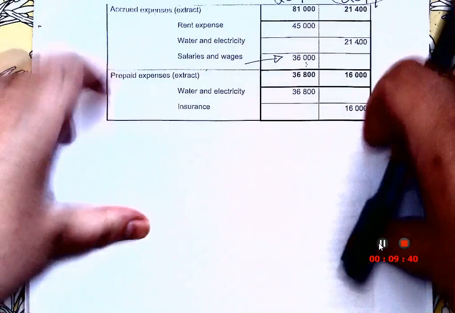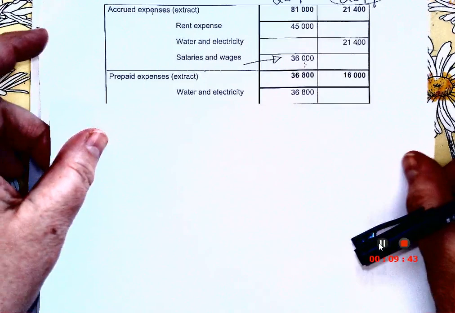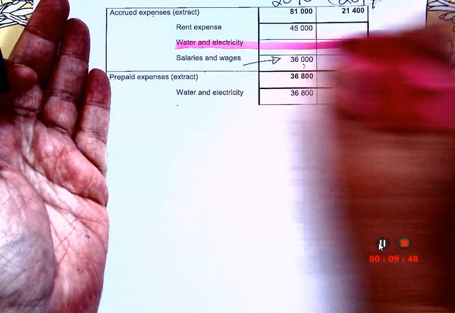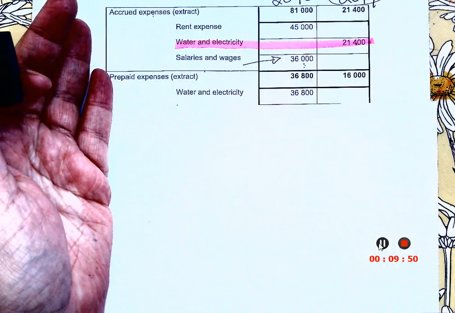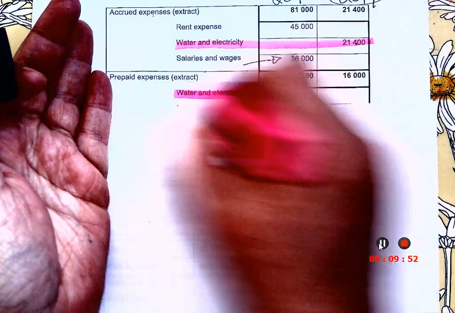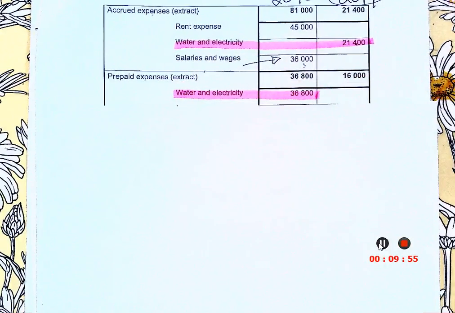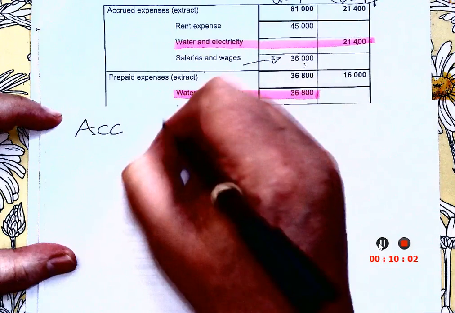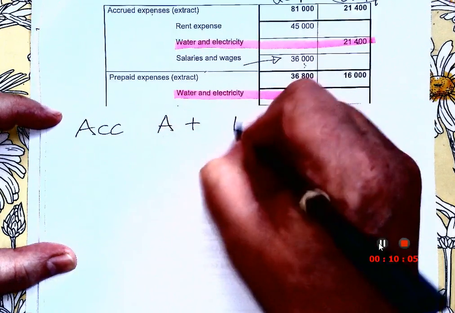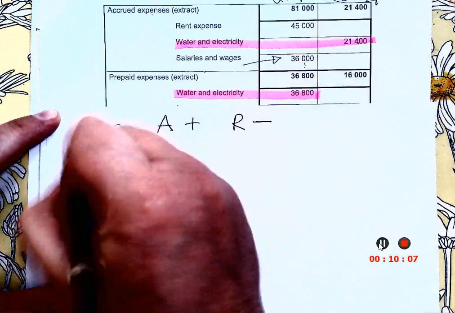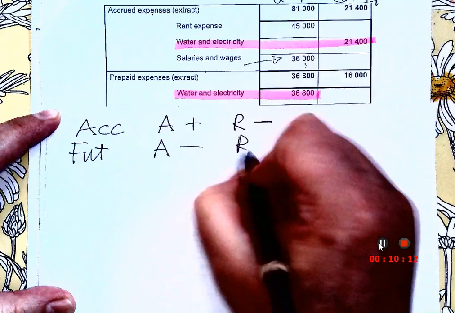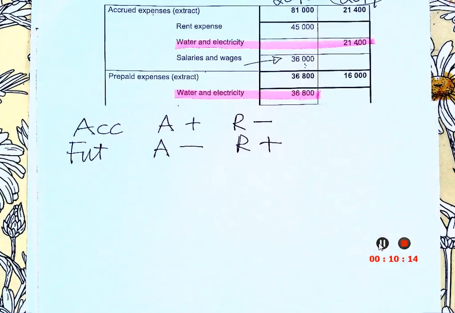So now what do I see here? Water and electricity here has got an accrued expense for last year. But this year, I prepaid. So now you keep in your head: accrued, adjustment plus, reversal minus. Future, adjustment minus, reversal plus.